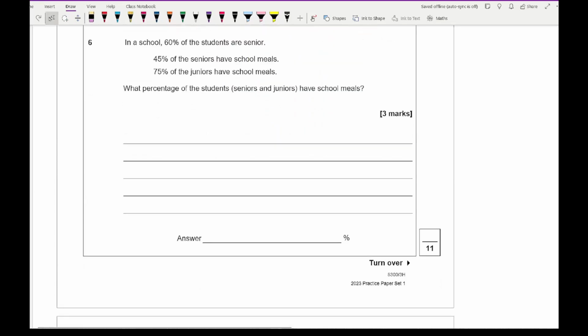Moving on to question 6, it says in a school 60% of students are senior, 45% of the seniors have school meals, 75% of the juniors have school meals. What percentage of the students, seniors and juniors, have school meals? So for this let's just break out the two sections. For the seniors, this is going to be 45% of 60%. So it's 0.45 times 60, because we're looking at the percentage, and that gives me 27%.